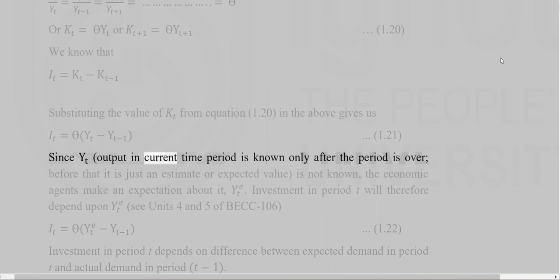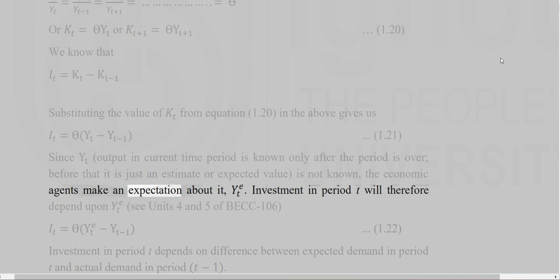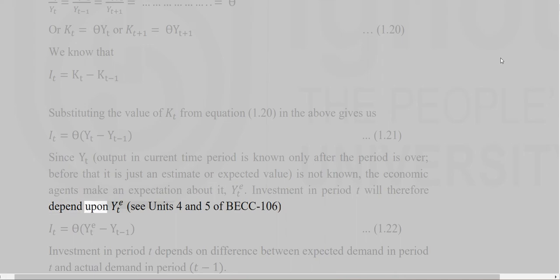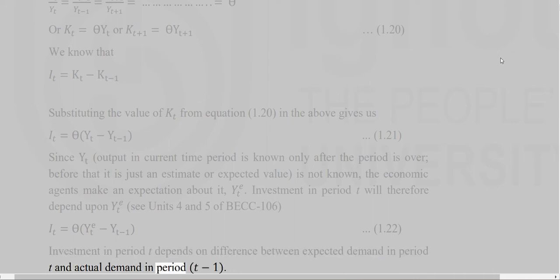Since Y, output in the current time period, is known only after the period is over, before that it is just an estimate or expected value, economic agents make an expectation about it. Investment in period T will therefore depend upon Y expected, see units 4 and 5 of BECC 106. I equals v(Y expected minus Y_t-1). 1.22. Investment in period T depends on the difference between expected demand in period T and actual demand in period T minus 1.